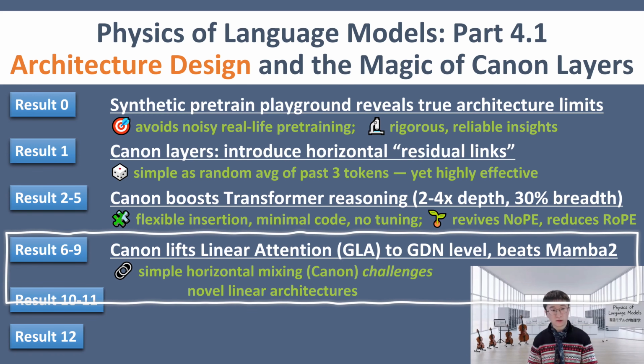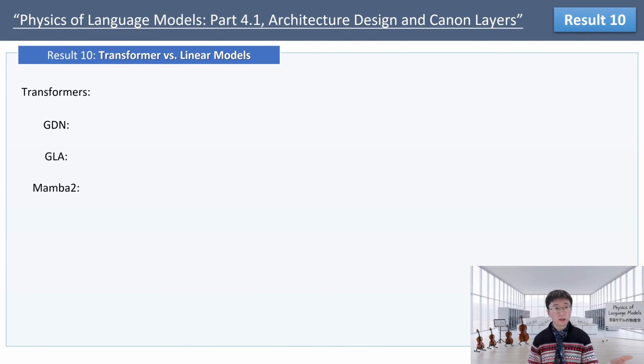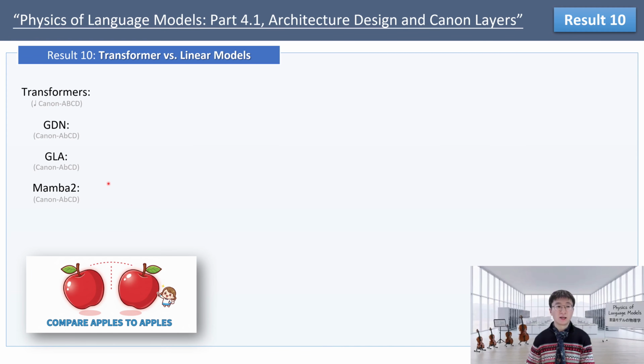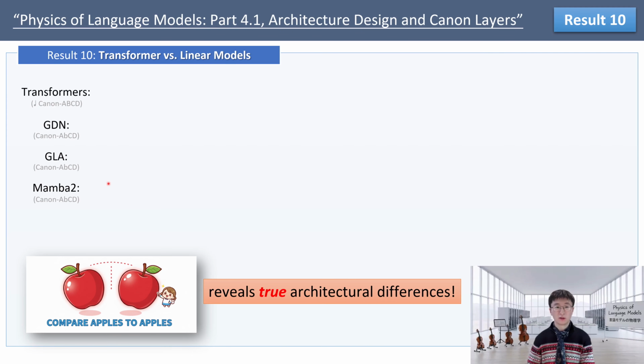And in the next result, let us actually compile linear models versus transformers. This time I'm going to add Canon layers to all of them. For the transformer, I took this quarter rope version, which I call quarter rope plus three-quarters of NoPE. I use this quarter NoPE to denote it, and I add on top of that the full score Canon ABCD. And for the linear models, I add this Canon ABCD as I introduced earlier. This is very important because it allows me to perform an apples-to-apples, fair comparison across architectures. This can really reveal the true architecture differences.